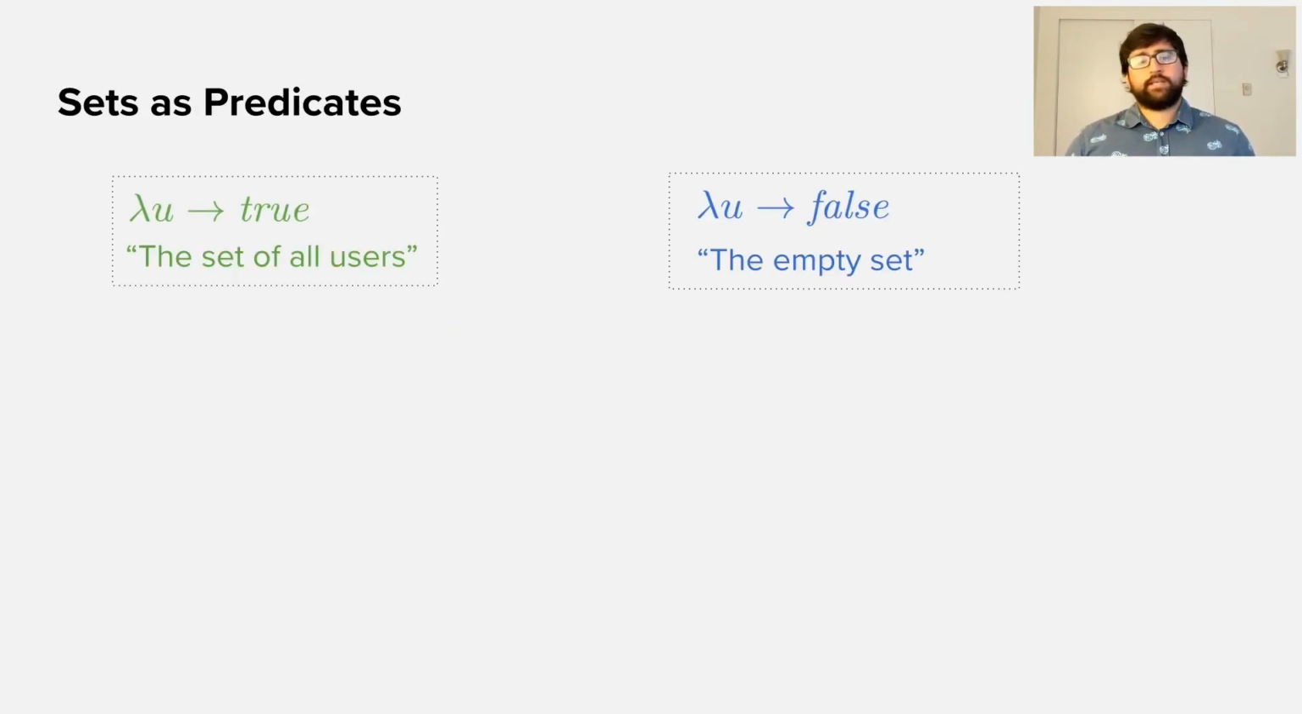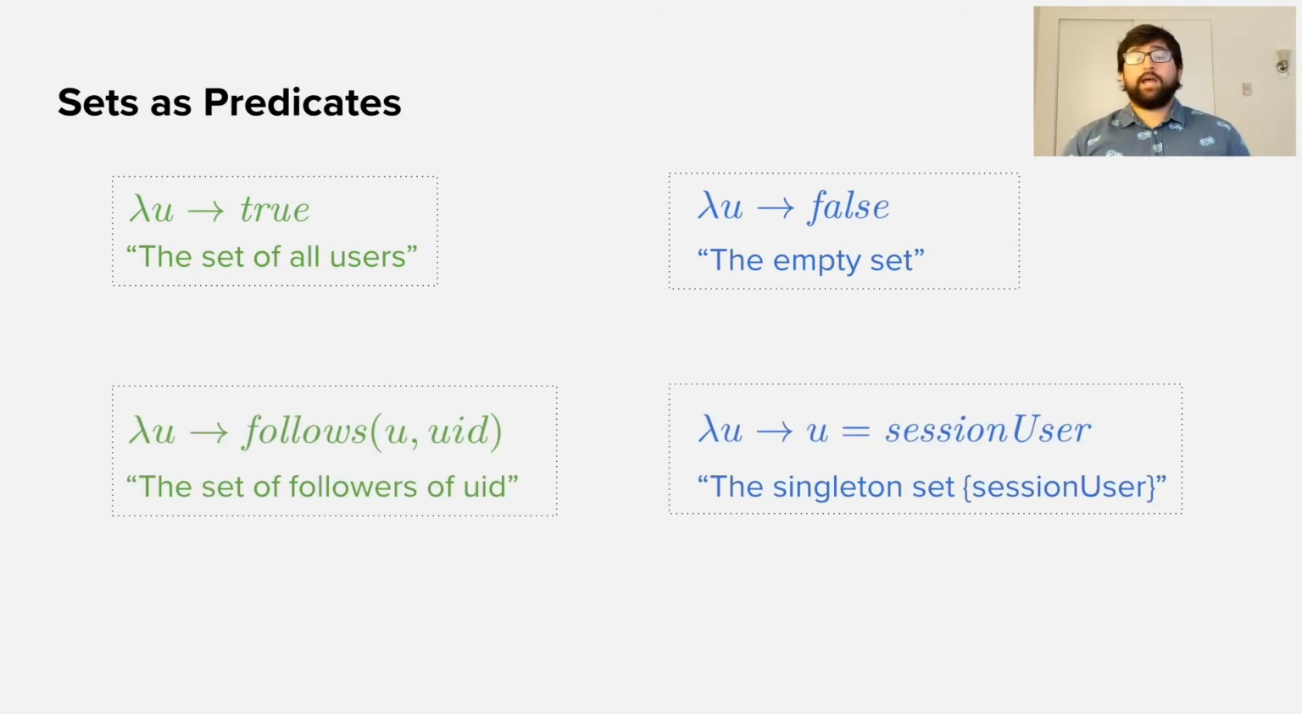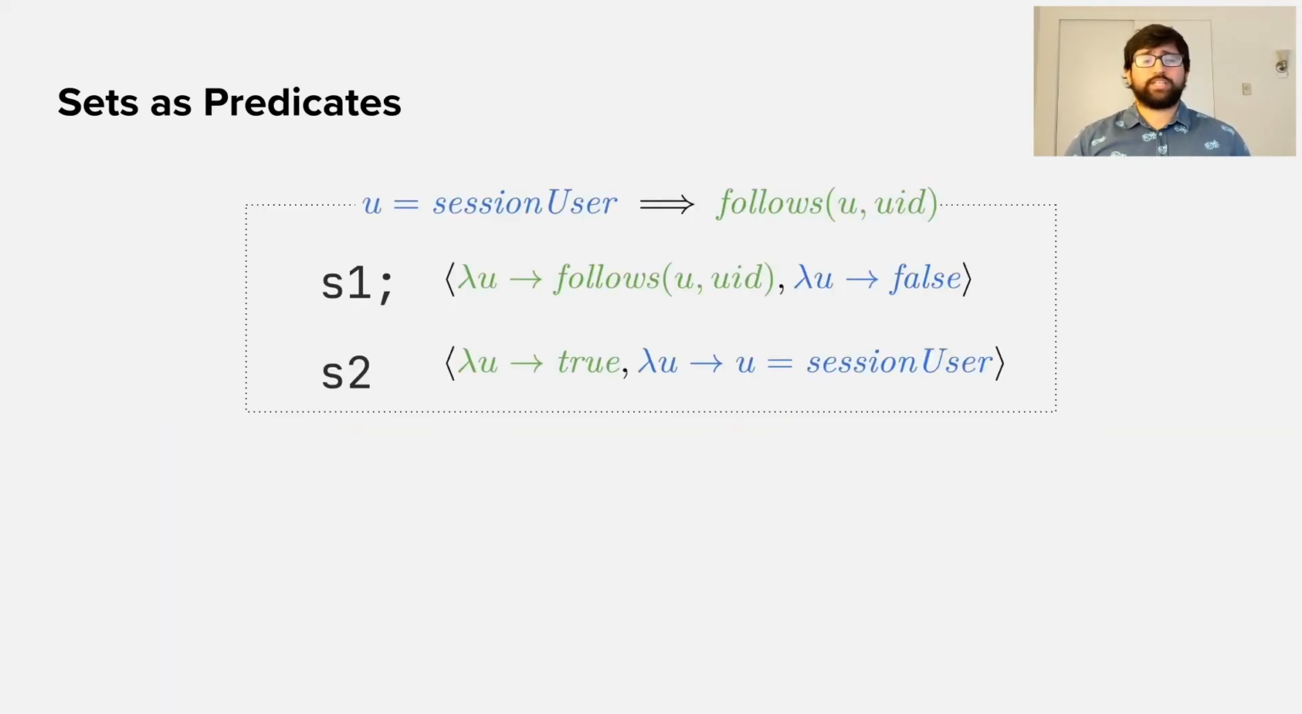To do all of this automatically, SORM represents the auth and opt sets as predicates on users. For example, the predicate that is always true represents the set of all users, and the predicate that is always false represents the empty set. As additional examples, we could also have predicates to represent the set of followers of UID, or the singleton set that only contains the session user. This means that when we want to sequence two statements, we can prove the inclusion between the opt and auth sets by resolving whether an implication holds. Checking this implication will be undecidable in general, but the SORM uses the Liquid Haskell refinement type checker, which carefully restricts predicates to a decidable fragment so they can be efficiently decided by an SMT solver.